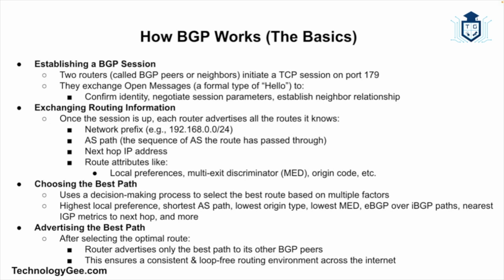After that, they exchange routes. So once the session is up, each router sends the other all the networks it knows about and how to reach them. And this includes network prefixes, autonomous system paths, next hops, and route policies and preferences.